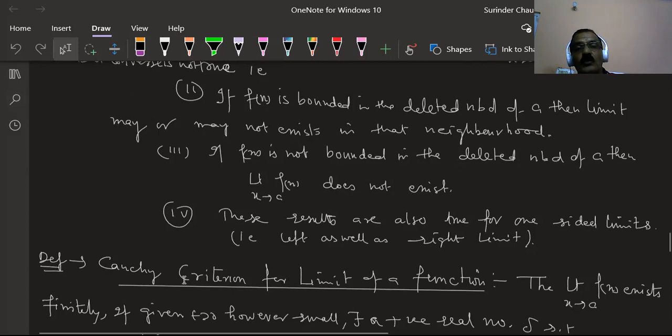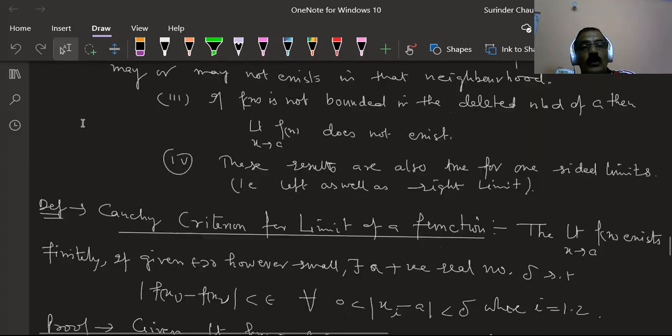So what's the conclusion? If the limit of a function at a point exists, then the function is bounded in the deleted neighborhood of that point. But if a function is bounded in a deleted neighborhood of a, then it is not certain that the limit of the function at that point will exist.